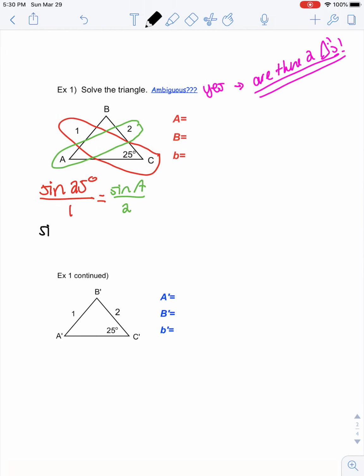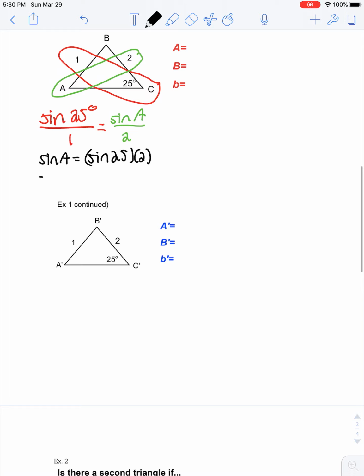In solving for the sine of A, I'll do the sine of 25 times 2, and the sine of 25 times 2 is approximately 0.845. To find angle A, do inverse sine of that 0.845. Angle A is about 57.7 degrees.